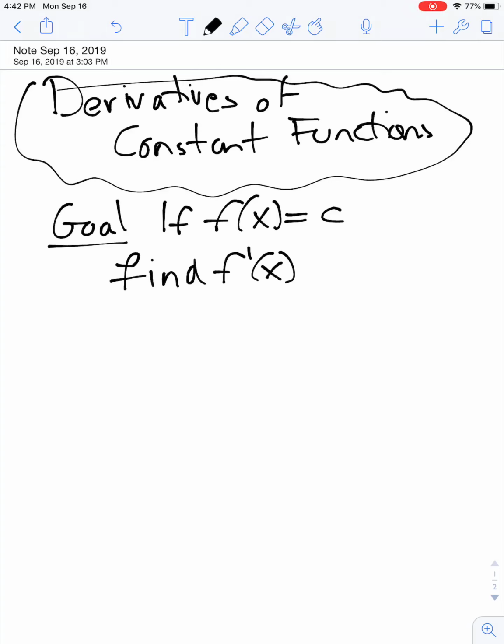I'm going to get you prepared for our work on Wednesday on section 2.2, which is going to be talking about derivatives of polynomial functions. Now, the simplest kinds of polynomial functions are constant functions. So remember, a function is constant if it just equals a single number. So our goal is, if we are given that f of x is equal to c, we want to find f prime of x. So before we look at this, we can think about this intuitively by using Desmos.